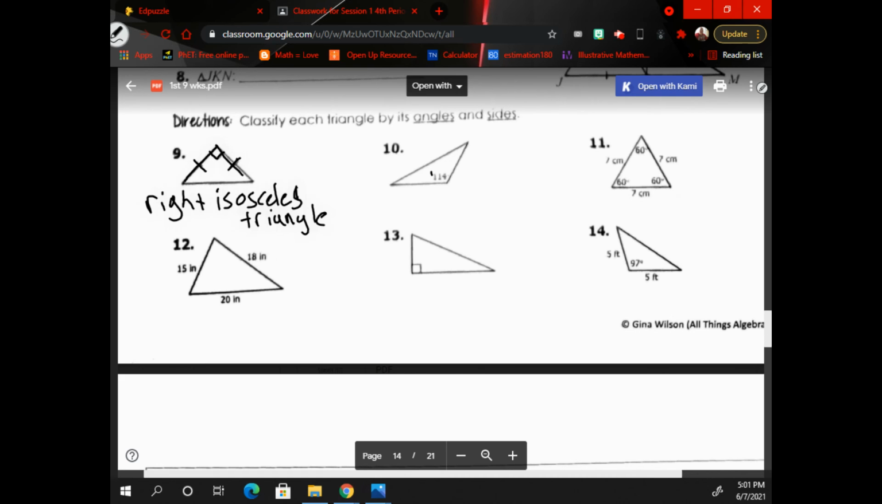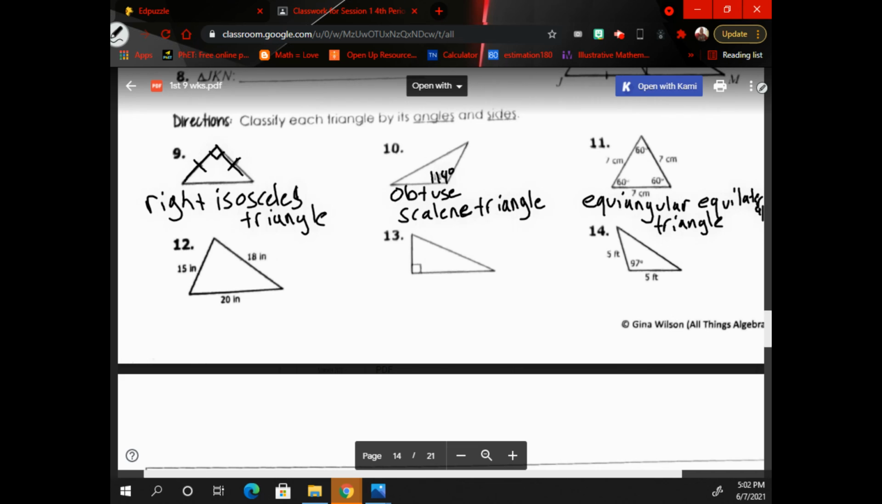On number 10, I see, hey, this angle is 114 degrees. That's greater than 90. That's going to be obtuse. None of my sides bear congruency marks, so it's going to be an obtuse scalene triangle. Number 11. All three sides and all three angles are congruent. As we talked about, they're equal to 60 degrees. So we know this is an equiangular and equilateral triangle. Sorry, I ran out of space there.